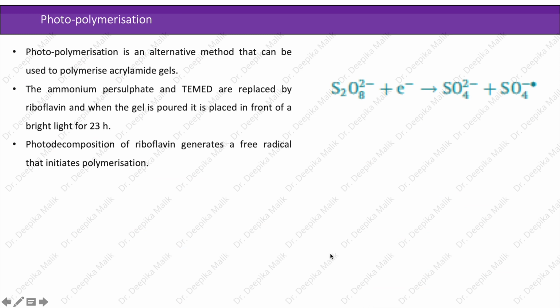Photopolymerization is an alternative method that can be used to polymerize acrylamide gels. The ammonium persulfate and TEMED are replaced by riboflavin, and when the gel is poured, it is placed in front of a bright light for 2 to 3 hours. Photodecomposition of riboflavin generates a free radical that initiates polymerization.